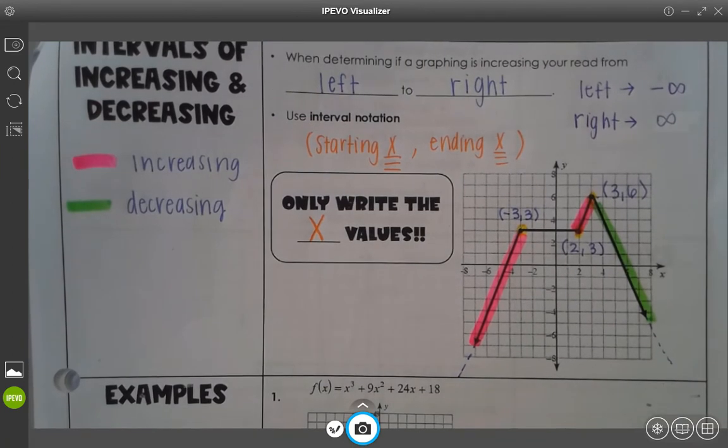It's not increasing or decreasing. You actually won't, with any of the examples we do in here, you won't see any of those, but I wanted to throw that in there.